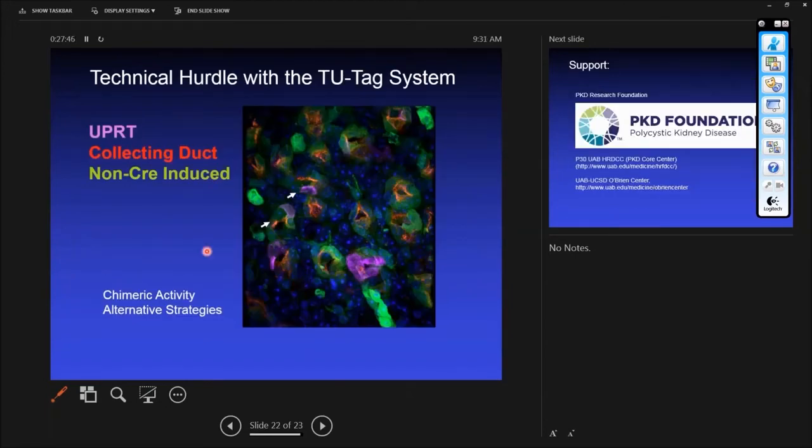And you can see that here as well when we tag the actual enzyme with an antibody so we can see which cells are expressing it. The collecting ducts here are all red.